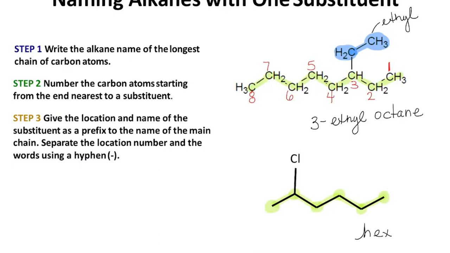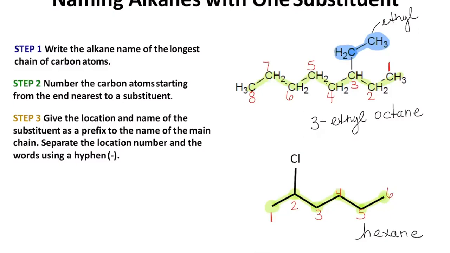This is hexane. Now, when I number this, remember, I have to go from the end that is nearest a substituent. So, would the one on the left be number 1, or would the one on the right be number 1? Great, the one on the left. This is 2, 3, 4, 5, 6.